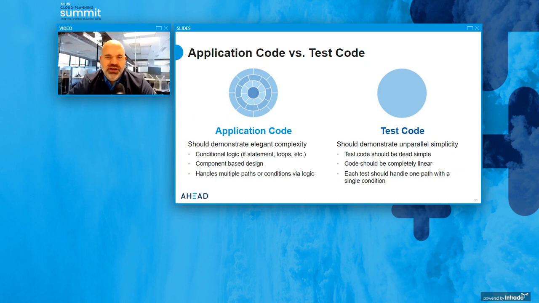Very much an art and a science, whereas test code should be much more sort of science-driven. Tests should be extremely simple. Code should run linearly. Each test should handle one path of a particular use case and sort of move on. So we find that sort of that contrast very important.